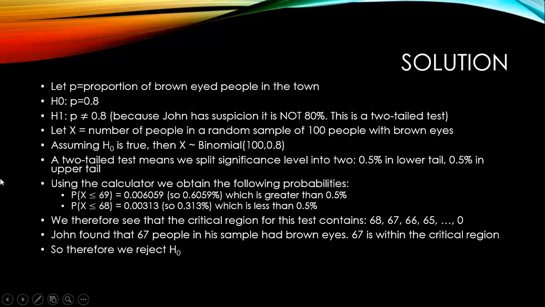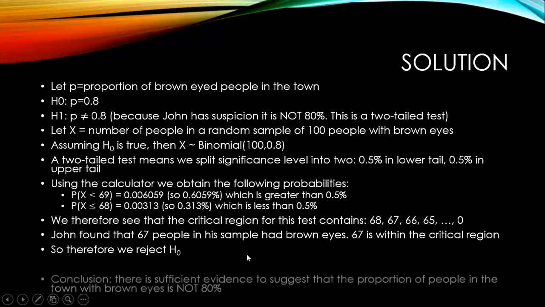So 69 is a little bit too close to 80, so we would retain H0 if we've got 69 successes. If we got 68 successes, now we reject H0 because 68 is a little bit too far away from 80 successes. We actually got 67 successes, which is even further away. So because we found 67 successes, 67 being in the critical region means we need to reject H0.